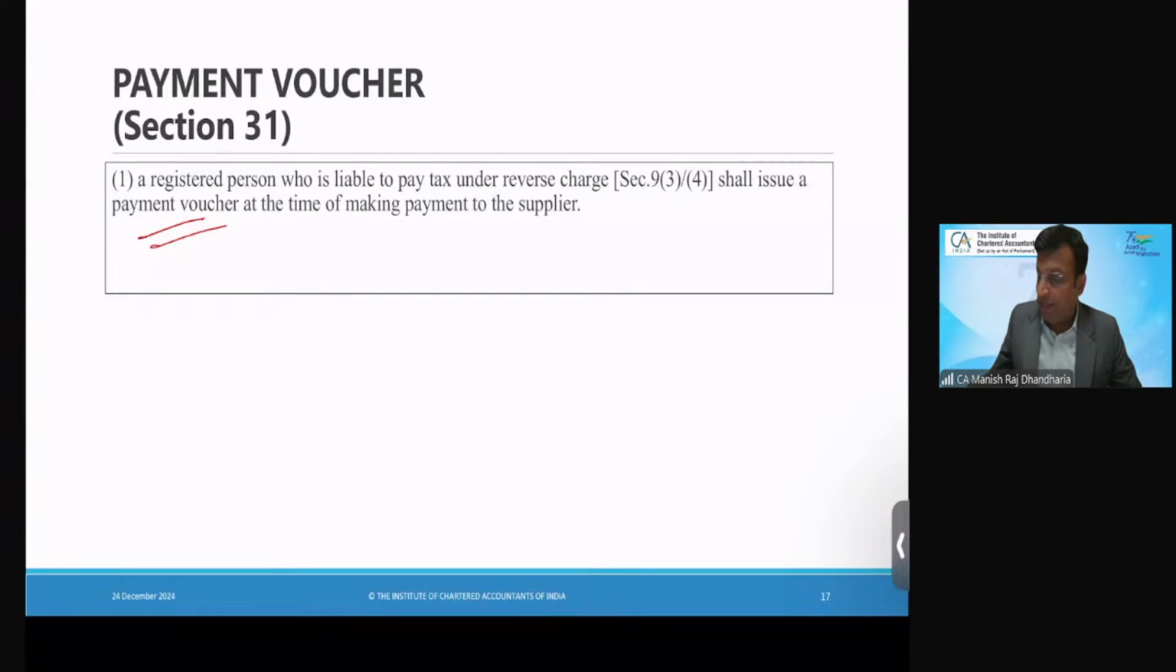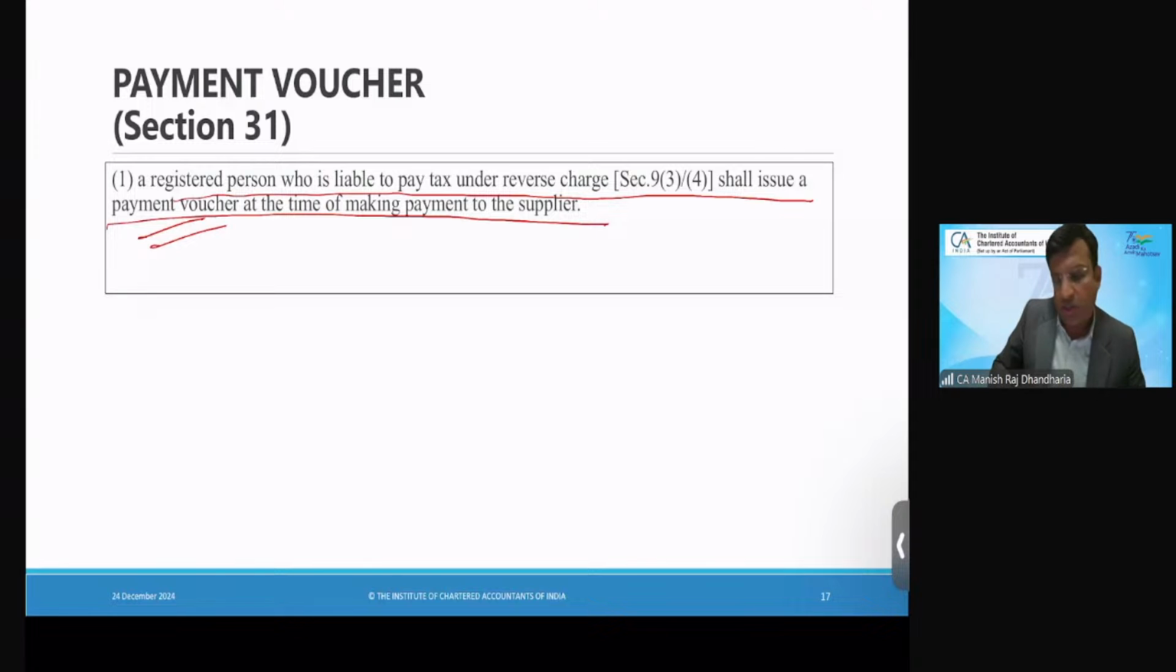Okay, let's read. A registered person who is liable to pay tax under RCM shall issue a payment voucher at the time of making payment to the supplier. Supplier को payment करने के time पर payment voucher issue करें. This is simple. Okay.